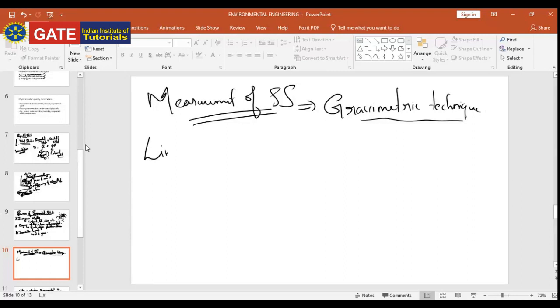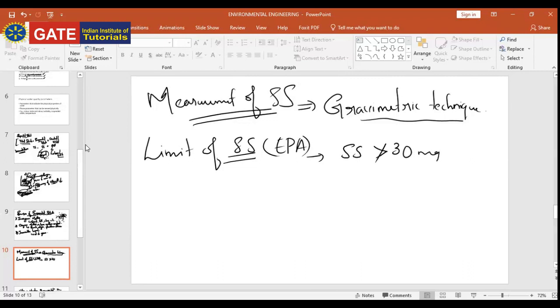And now, what is the limit of suspended solids? Based upon EPA. EPA is Environmental Protection Agency. So, according to EPA, what is the limit of suspended solids? That is what we are going to tell now. And the limit as per EPA is that suspended solids should not be greater than 30 mg per liter.